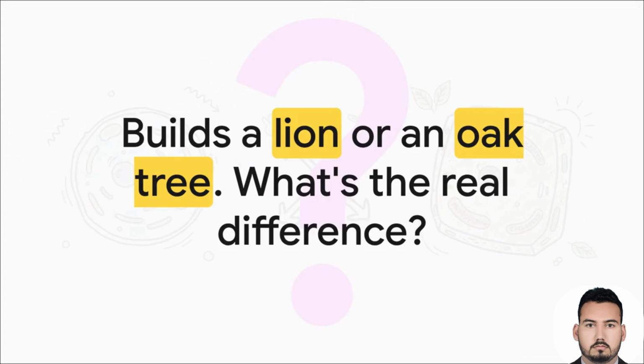And that's the bit that gets me. It's just mind-boggling, isn't it? One of these little blobs of jelly can build a lion, something that hunts and runs. The other? It builds a massive oak tree, standing strong for hundreds of years. So how? What's the fundamental design tweak that sends them down such completely different paths?